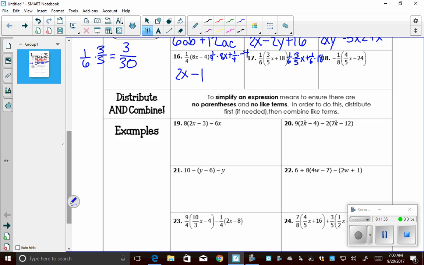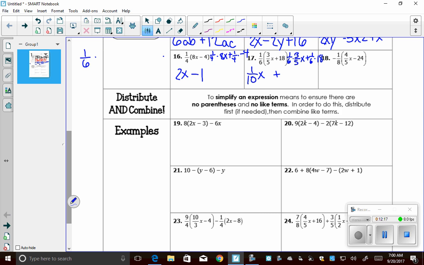When you reduce this fraction, you ask yourself, is there a number that will go into both 3 and 30? Right off the bat, I should recognize that that number is going to be 3. You're going to do 3 divided by 3, which gives me 1, and 30 divided by 3, which gives me 10. So my final answer is going to be 1/10 x plus, now I'll have to go back and do the other one.